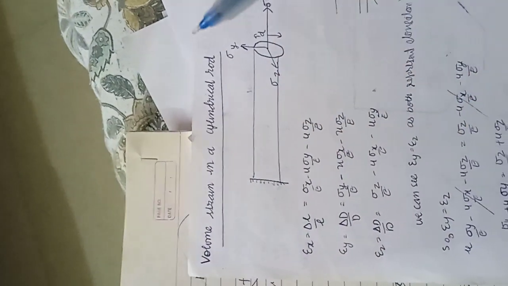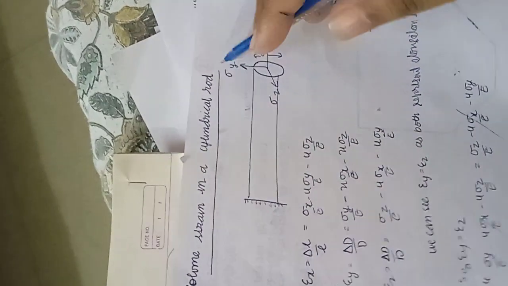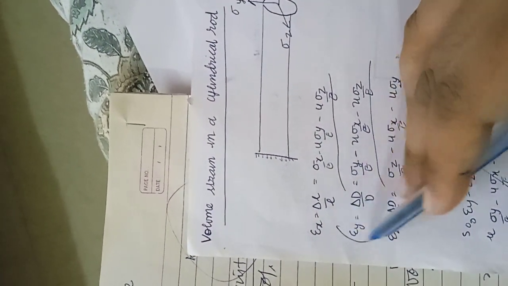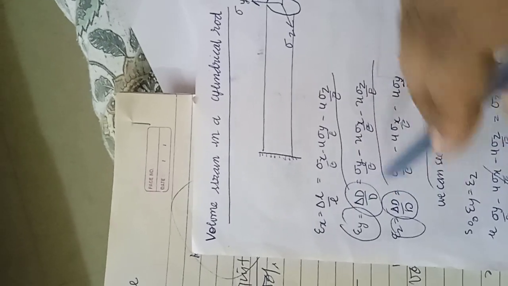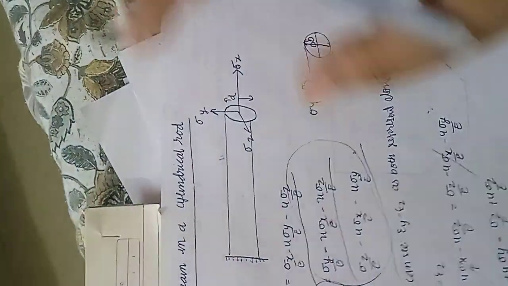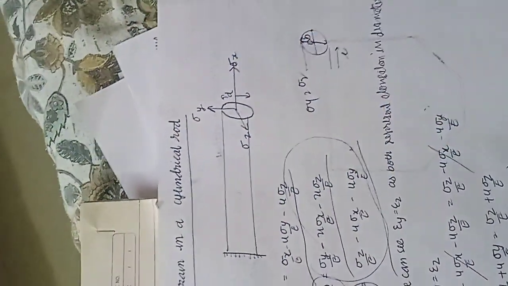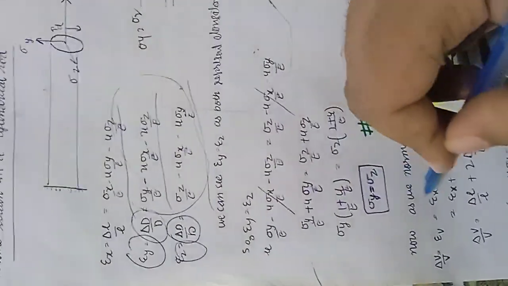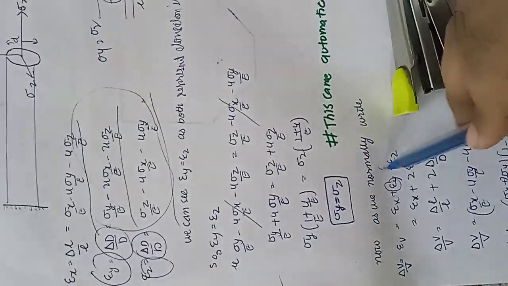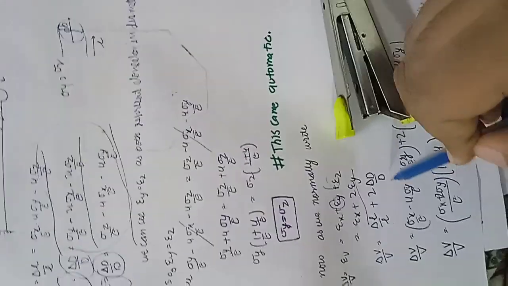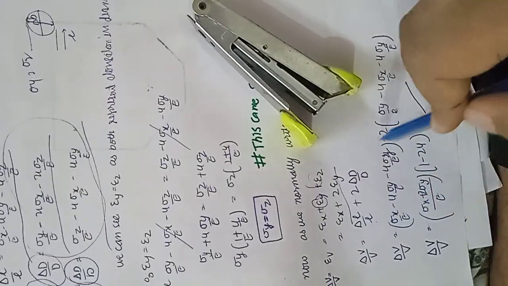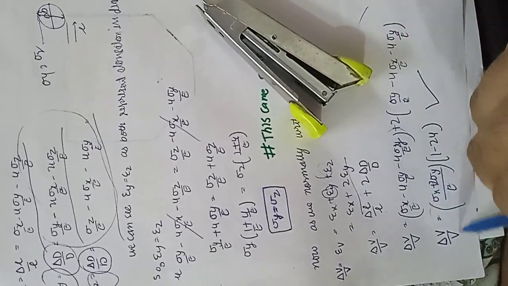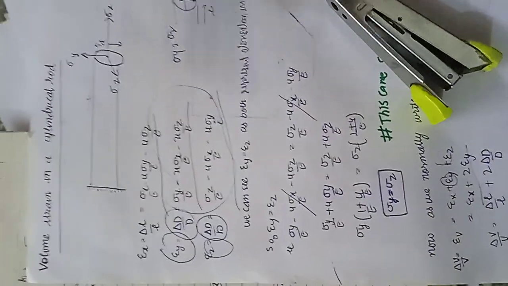Now the volumetric strain in a cylindrical rod. If there is sigma x, sigma y, sigma z, you can write this, no problem. Now you know Ey and Ez both represent change in diameter, so this must be the same. After solving you get Ey is equal to Ez. It came automatically, I did not make any assumptions. It came by itself. Now as we know, this and this are both the same, so this is delta L by L plus 2 delta d by d. So for a cylindrical rod you will get this volumetric strain.